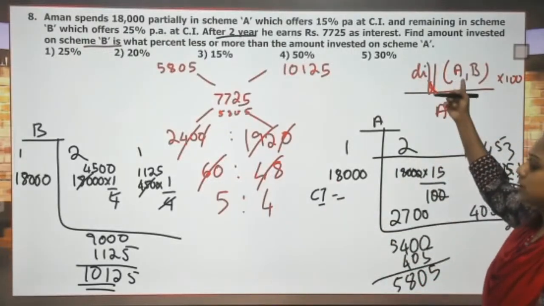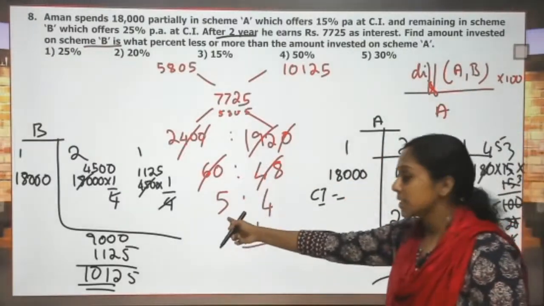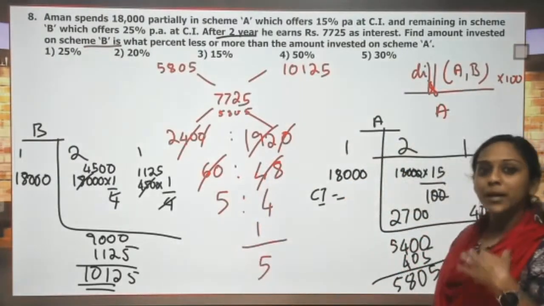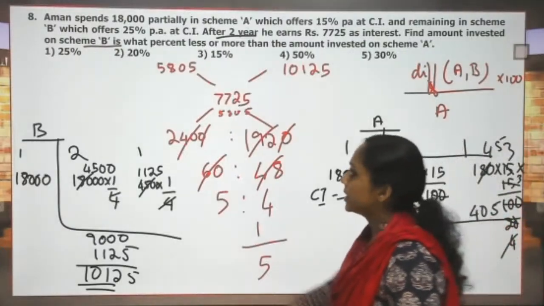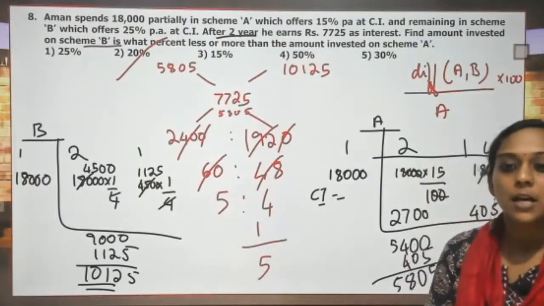Now find out our answer. What is our question? The difference. What is this difference? 1 divided by, compared with respect to A, so 1 by 5. 1 by 5 means that is 20%. So our answer is option 2, 20%.